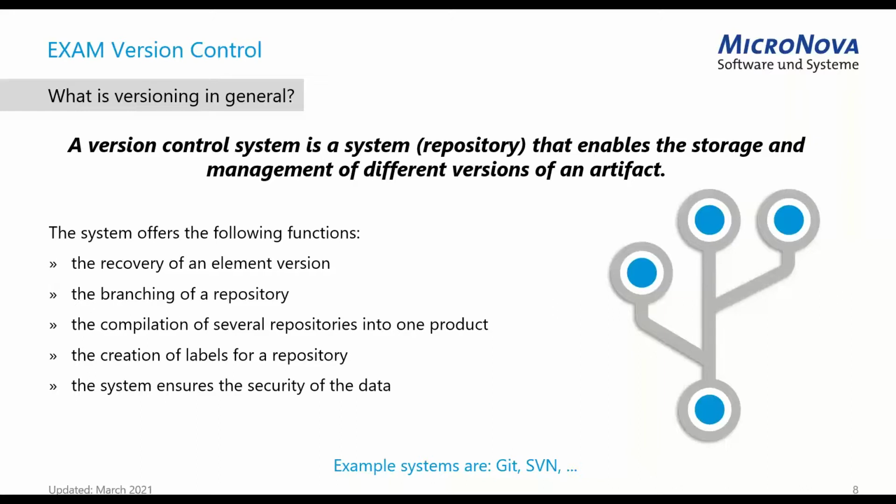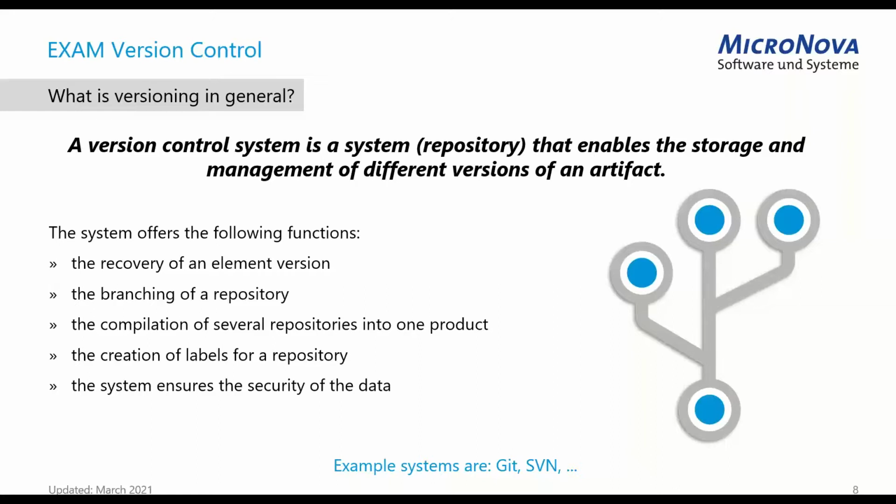Normally, you are always able to recover any state and any element version of this artifact repository. In terms of concepts to establish parallel developments, you can also branch your current main repository and start up new development teams branching your current repository. And it's quite typical that you can also create compilations with interdependent or multiple repositories and group them together to one single product. In terms of baselines or freezing your entire repositories, normally you can also create labels.